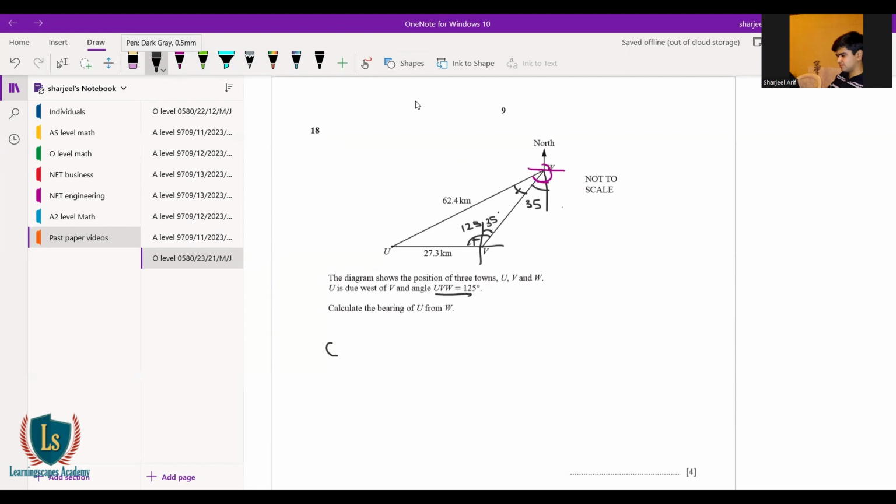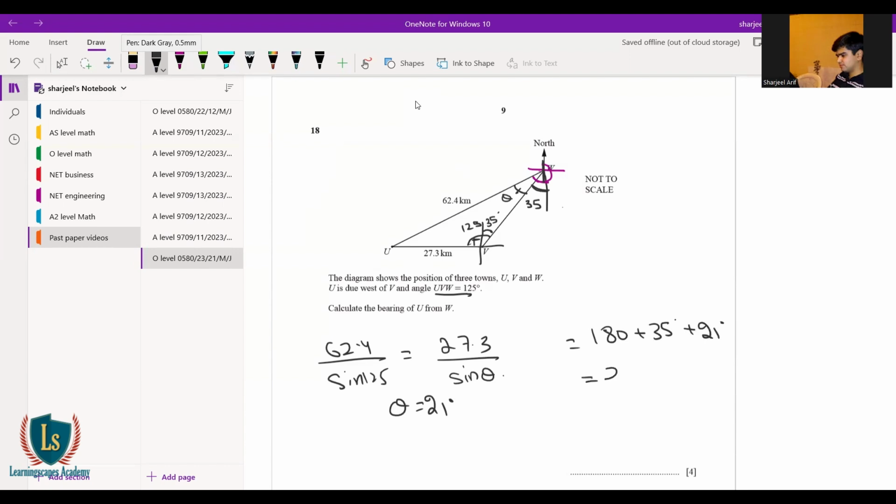We will use sine rule to solve it. Sine 125 equals to 27.3 divided by sine theta. Let it be theta. So theta should be equal to 21 degrees. Now we can find the bearing. That would be equal to 180 degrees, this part, plus 35 degrees, this part, plus 21 degrees. And that should be equal to 236 degrees. That would be our answer.